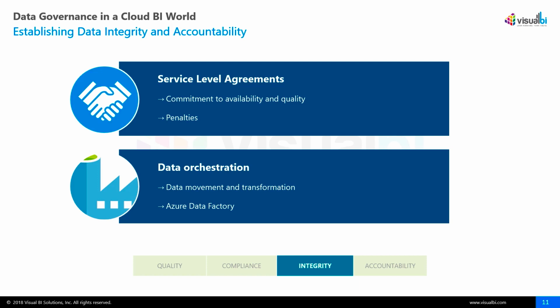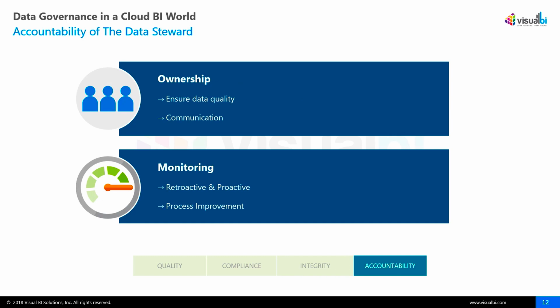The pipeline process can be completely automated through the use of triggers, and monitoring is available to ensure the desired outcome. So the final pillar is accountability, and from our perspective, we have two areas of focus here: ownership and monitoring. From an ownership perspective, again, we've mentioned the role of the data steward.